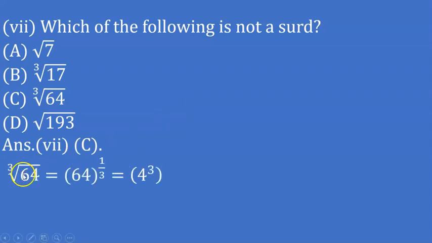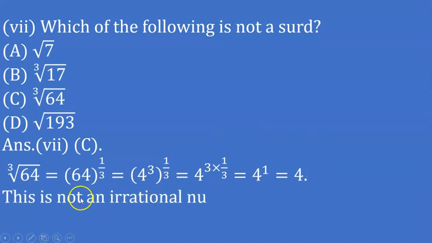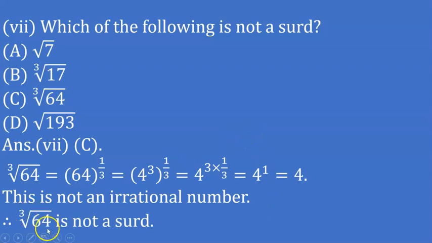That is cubic root of 64 is equal to 64 raised to 1 by 3. But 64 means what? 4 raised to 3, whole bracket raised to 1 by 3. 3 into 1 by 3, that gets cancelled. And hence you will get here 4 raised to 1, which is equal to 4. This is not an irrational number. And hence cubic root of 64 is not a surd.